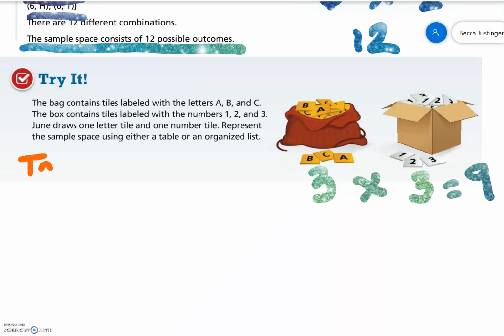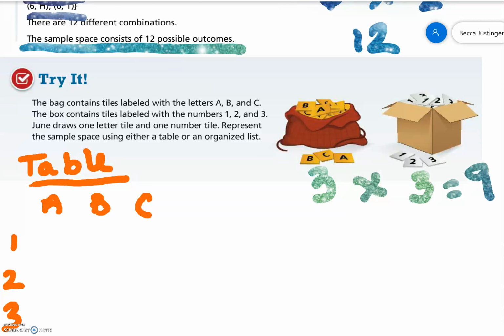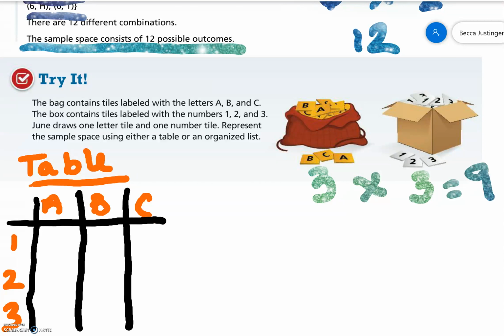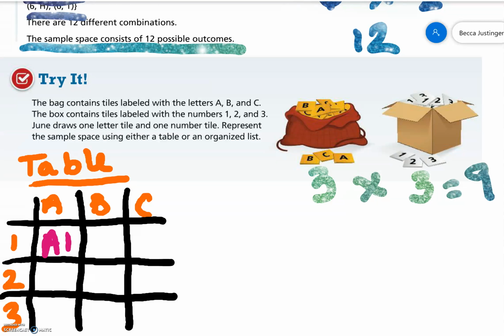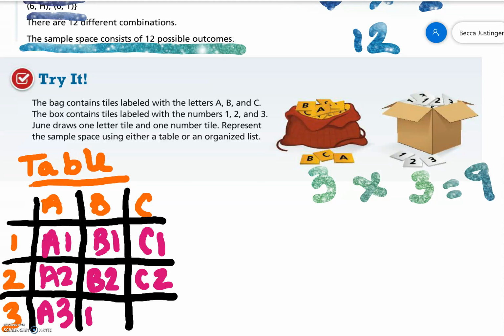So first we can do a table. And on the table, we're going to do A, B, and C are our outcomes for the letters, and 1, 2, and 3. So we make our table. So we could get A1, we could get B1, and we could get C1. We could get A2, B2, C2. We could get A3, B3, or C3. And in the magenta, there's all of our possible outcomes.